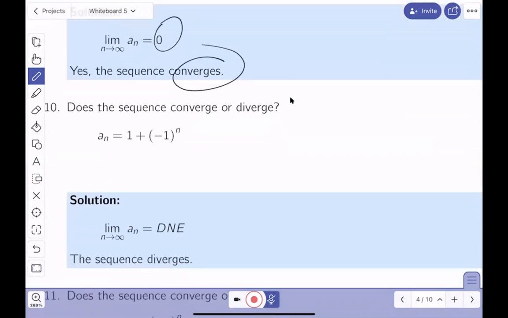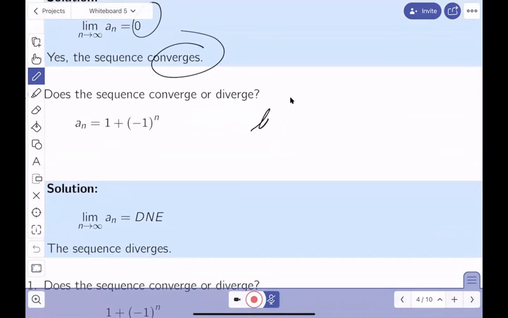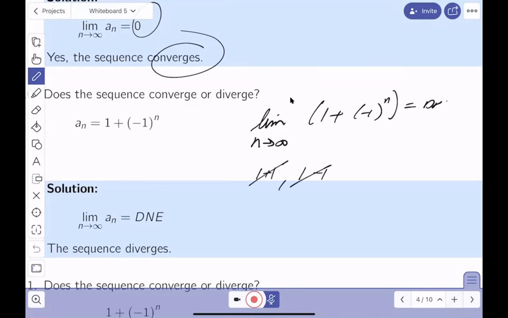Let's do this one over here. Limit as n goes to infinity of 1 plus (-1)^n. Well, if I thought about it, as you go towards infinity, it could be 1 plus 1, or it could be 1 minus 1. So it bounces back and forth between 2 and 0. So it's DNE, just bouncing around. So what do I say? Diverge. DNE, diverges.